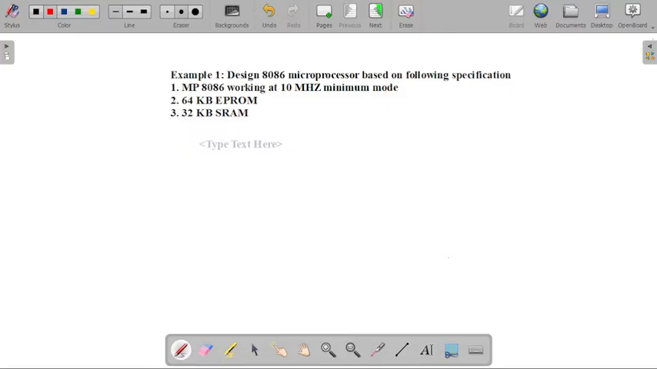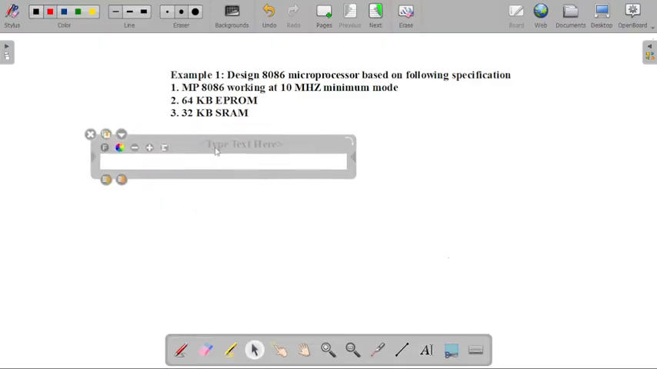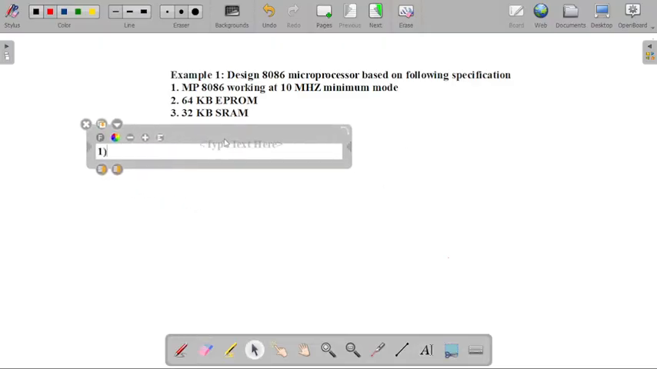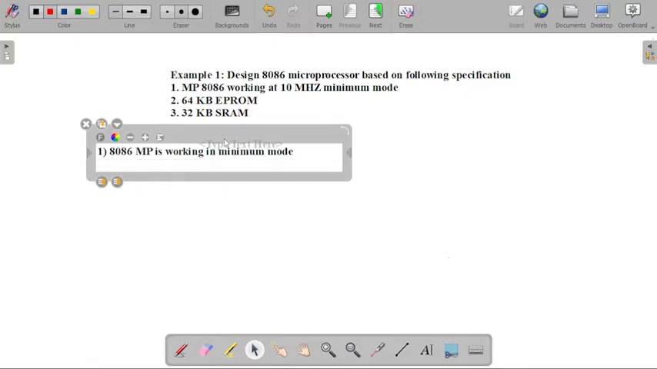So here in this example, the first statement is given, that is 8086 is working in minimum mode. So I can write here the first statement, that is 8086 microprocessor is working in minimum mode. Whenever it is working in minimum mode, at that time we connect the MN/MX bar pin to VCC.